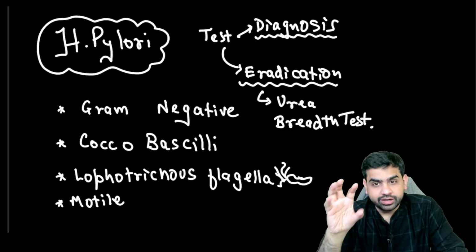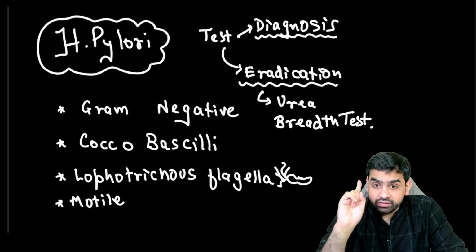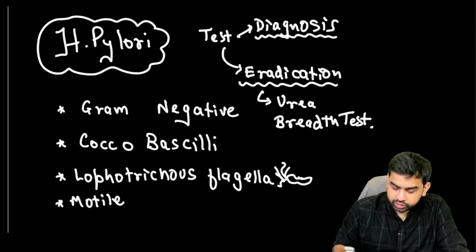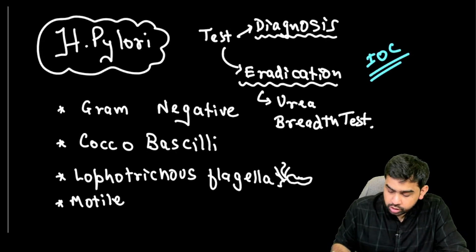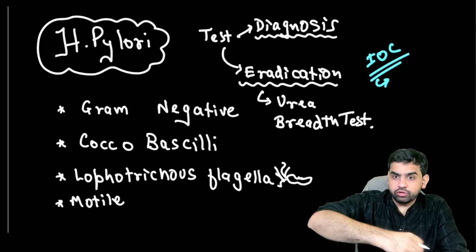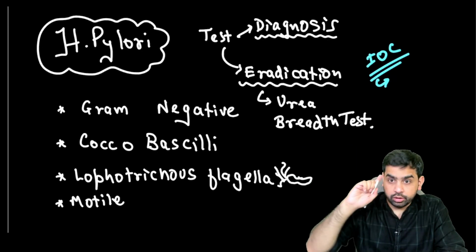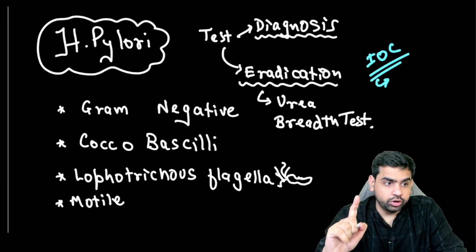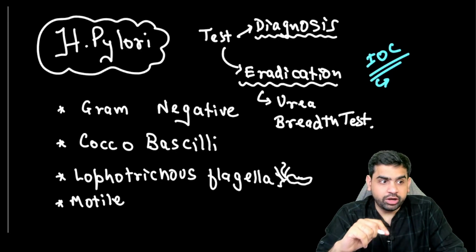Let's talk about the tests. If I ask you the investigation of choice to diagnose patients with H. pylori, what is it? The investigation of choice is that you have to do an upper GI endoscopy, take a biopsy, and send it for culture. Please do understand this point, very, very important. No, it is not the urease test. That's what I'm trying to talk to you about.